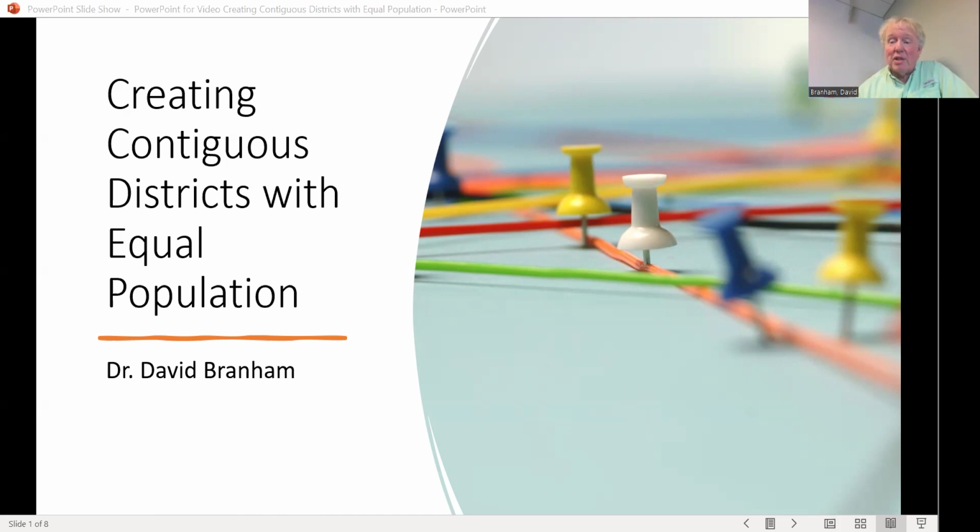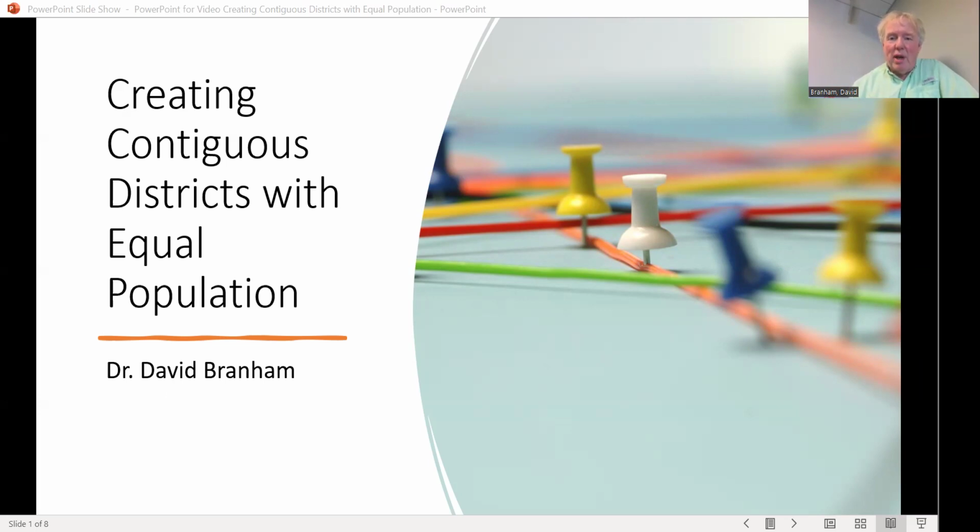districts with equal population. We know, starting with Baker versus Carr and going forward, that legislative districts have to have pretty close to equal population, because that gives every voter equal voting power in the district. So you will be combining two precincts to create a district, and each of those districts will have equal population, but they'll also be contiguous. So we're going to talk about that. What is a contiguous district, and what are the requirements?